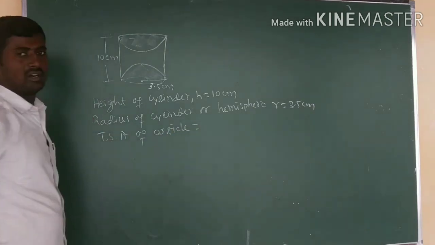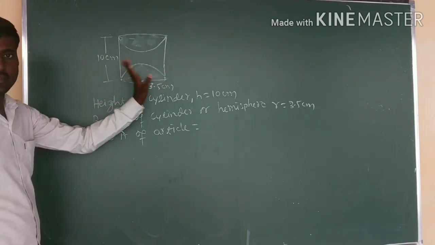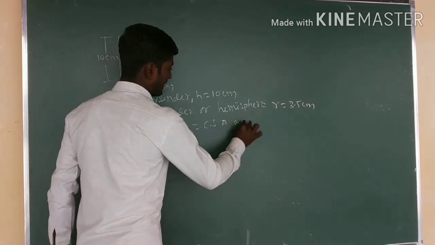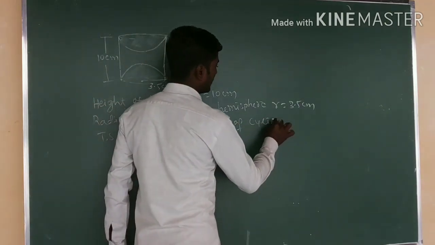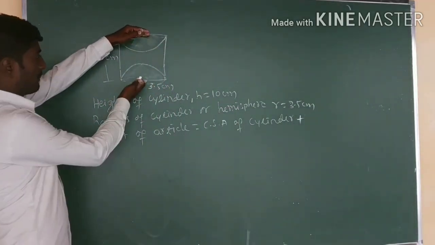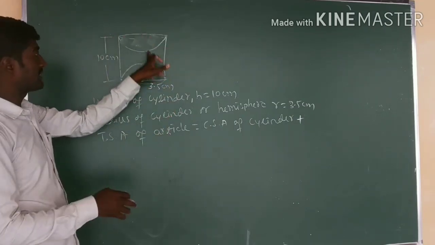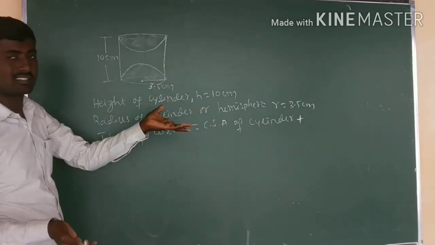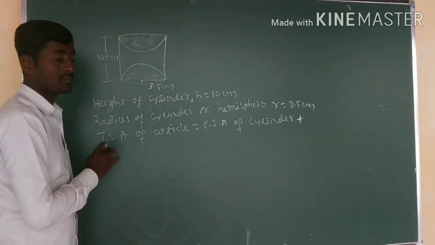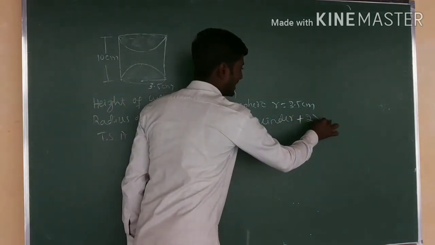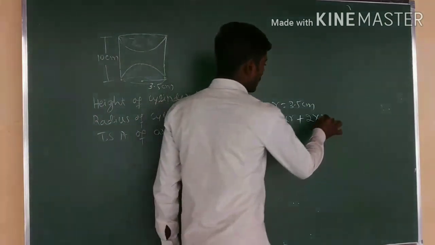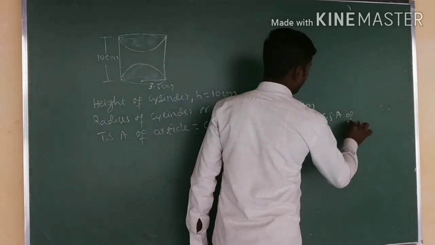The TSA of the article is equal to the curved surface area of the cylinder I can touch. It was the CSA of the cylindrical part plus, this top and base, the circular base and circular top are removed. We cannot touch them. But we can touch this area and this area. Means plus 2 into, there are two hemispheres, 2 into CSA of hemisphere.